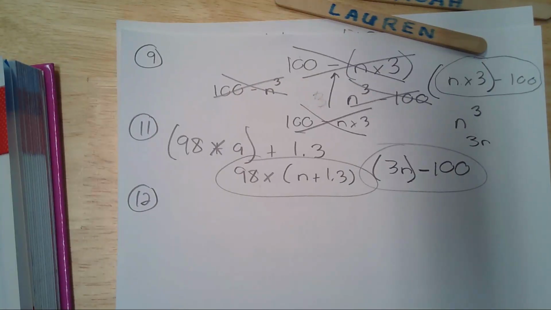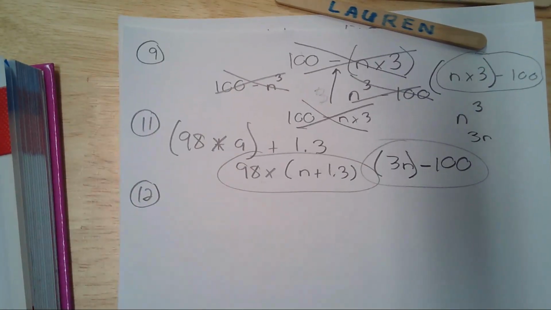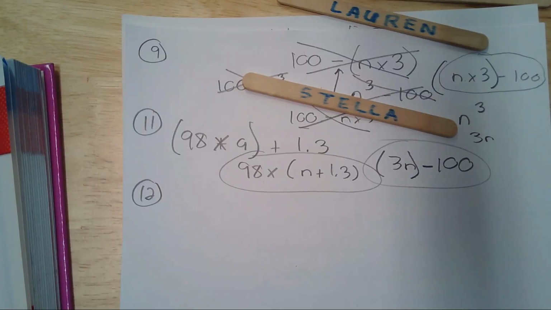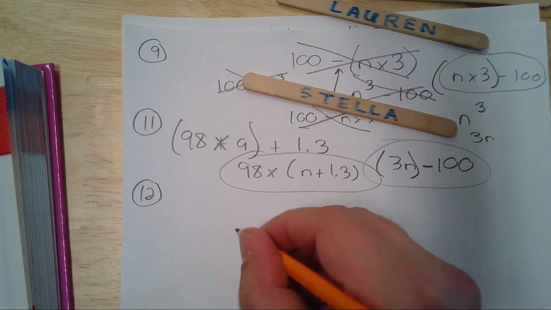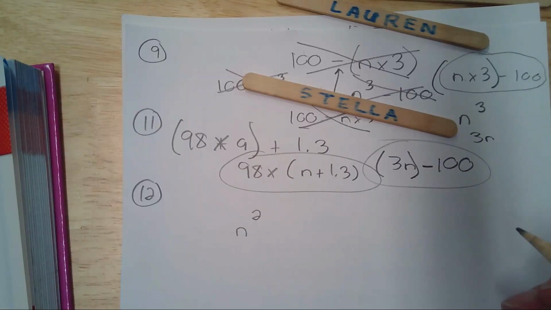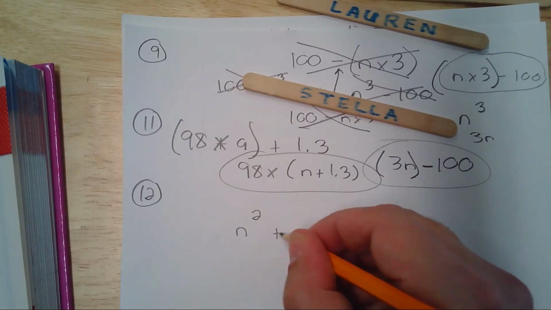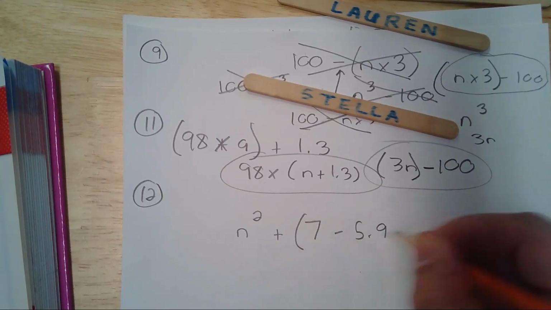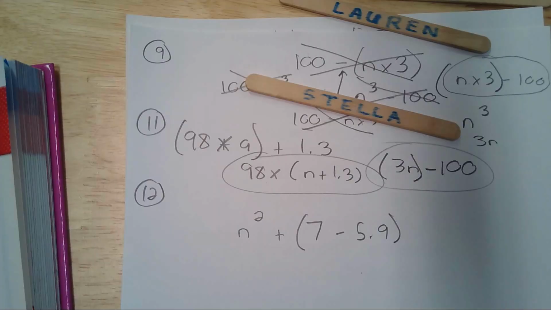Number 12. Good to those that got it. Number 12, Stella. I did n squared plus, which it should be 7 there, minus 5.9, and 7 minus 5.9 is in brackets, like that.